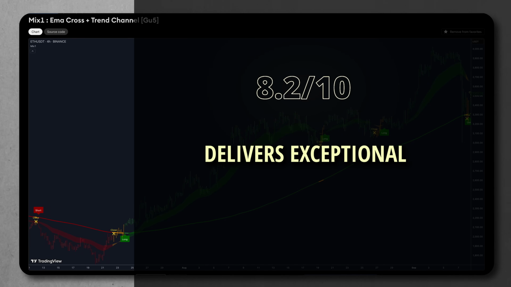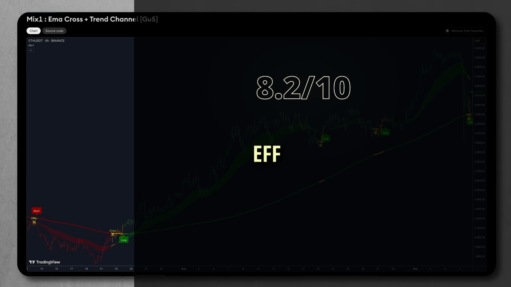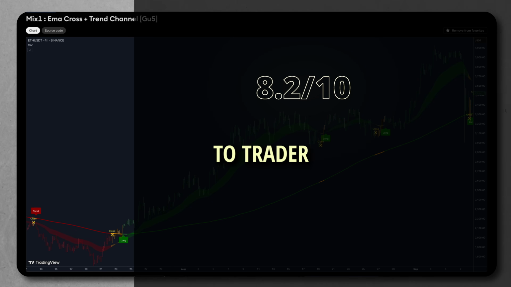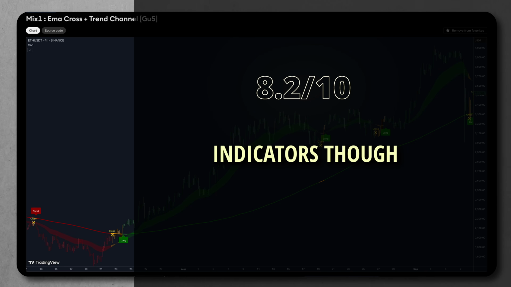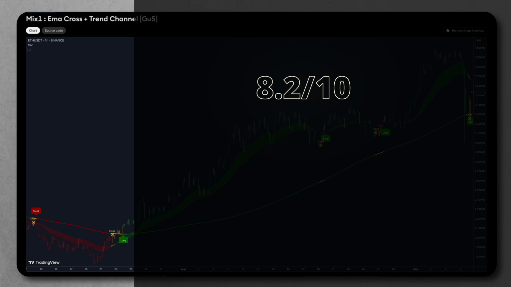This indicator delivers exceptional value through its comprehensive approach to trend analysis, effectively combining multiple technical elements that work together to filter market noise. Its clear visual presentation and strategic options make it accessible to traders seeking a complete system rather than isolated indicators, though optimal performance requires thoughtful parameter configuration based on specific market conditions and timeframes.